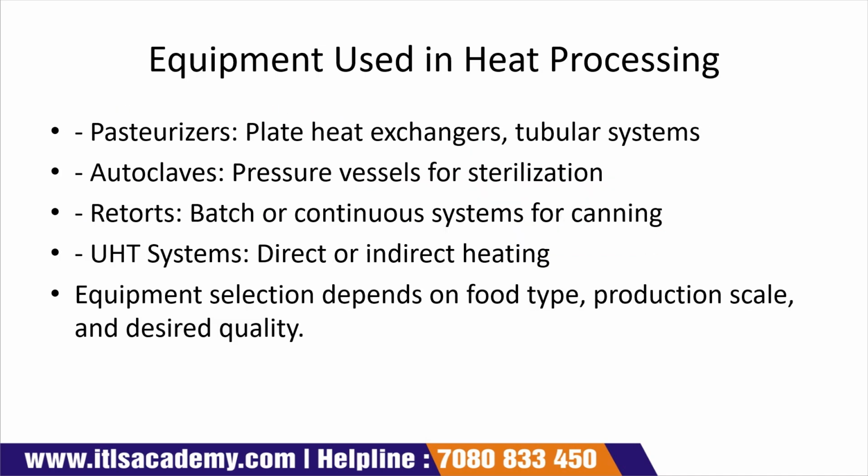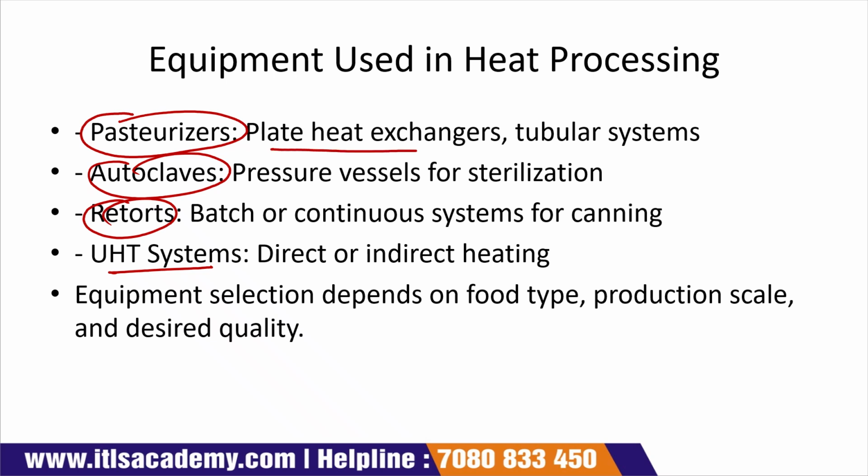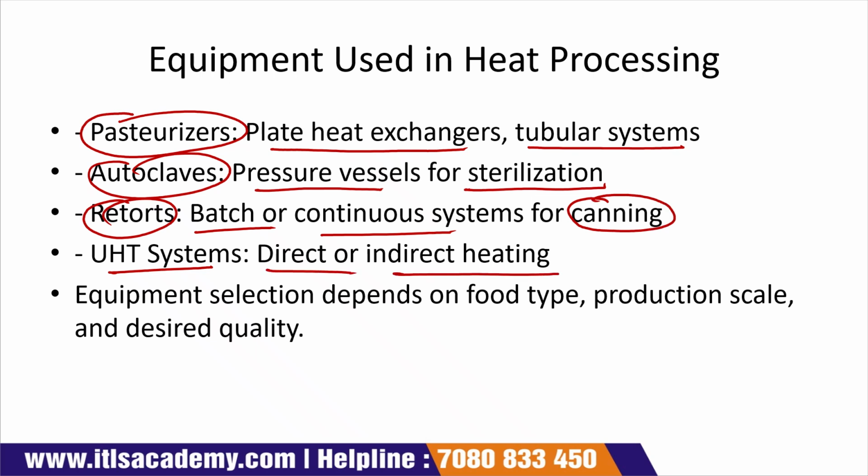foodborne illness. Equipment used in heat processing includes the pasteurizer, autoclave, retort, and UHT system. Pasteurizers, like plate heat exchangers and tubular systems. Autoclaves, like pressure vessels for the sterilization process. Retorts, like batch or continuous systems for the canning process. And UHT systems, direct or indirect heating. Equipment selection totally depends upon the food type, production scale, and desired quality of the food product.